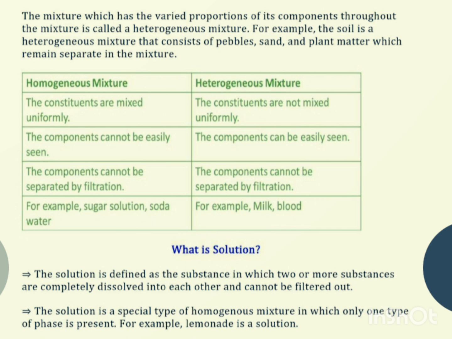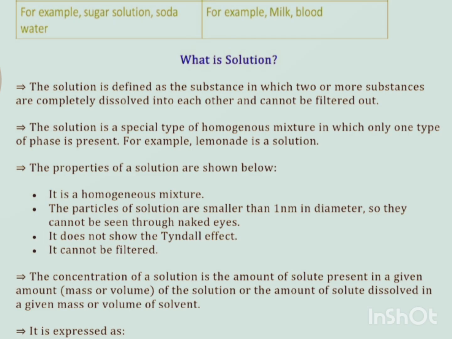The next topic is solution. In the last class also we talked about what a solution is and how it is formed. A solution is defined as a substance in which two or more substances are completely dissolved in each other and cannot be filtered out. A solution is a special type of homogeneous mixture in which only one type of phase is present. For example, lemonade, the lemon juice we make, is an example of a solution.